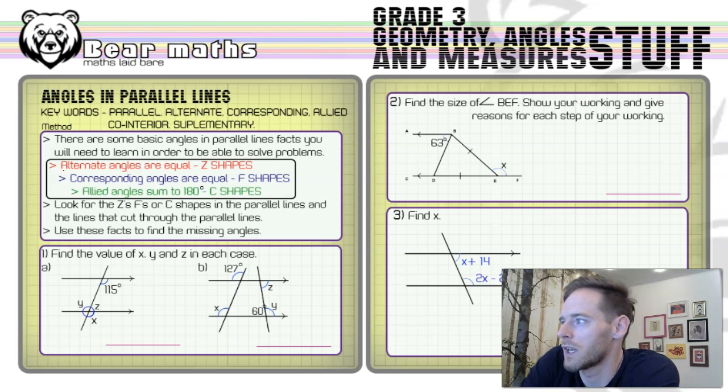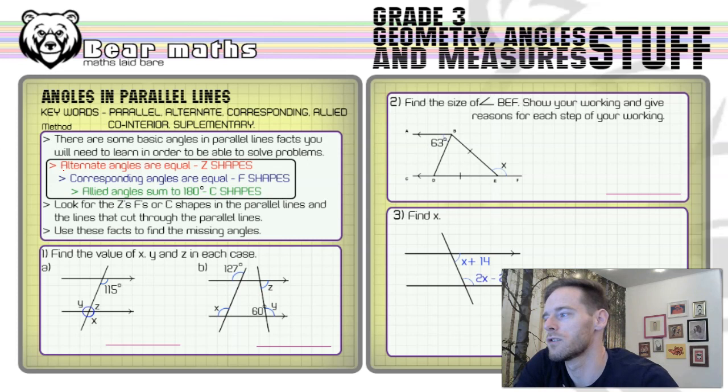Okay, what I've just said there. Look for the Z's, the F's, the C shapes in the parallel lines and the lines that cut through the parallel lines, and use the facts to find the missing angles. Okay, so find the value of X, Y, and Z in each case.